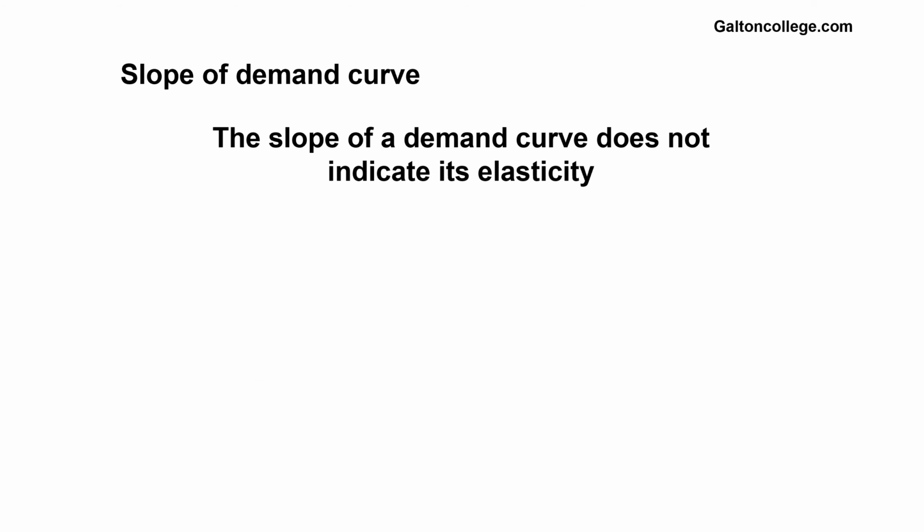Okay, so the slope of the demand curve. The slope of the demand curve does not indicate elasticity. Most students of economics start off by thinking the slope of the demand curve tells us what the elasticity is. Well, there are two curves in which this is correct. One, if the demand curve is vertical, and then the elasticity is zero. But it has to be vertical. The other is if it's horizontal, the elasticity is infinite. So these two are fine.